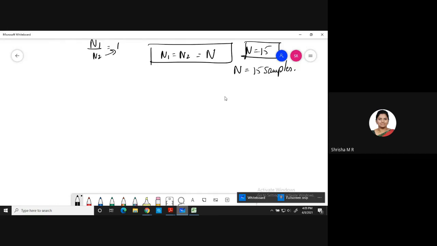So we'll go to the next problem. Try this one. x of n is equal to cos n by 8 into cos n pi by 8.